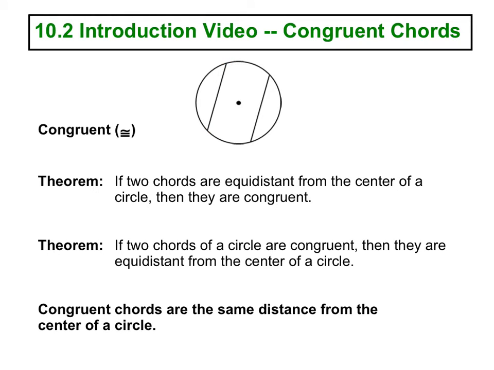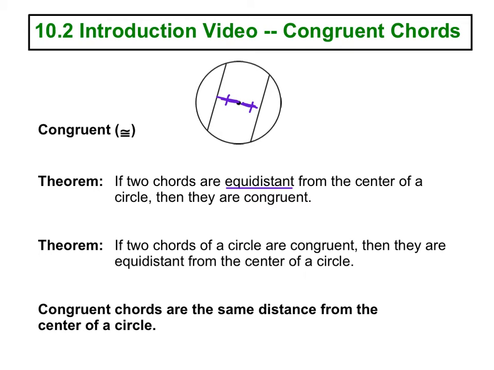All right, our first theorem says if two chords are equidistant, this means that they are the same distance from the center of a circle, then they are congruent. So if we look at this picture, what we're saying is if the distance from the chord to the center of the circle is the same as this distance, then that means that our chords are congruent. So if you know something about how far away chords are from a center, and if it's the same distance, then you can go ahead and state that the chords will be congruent.